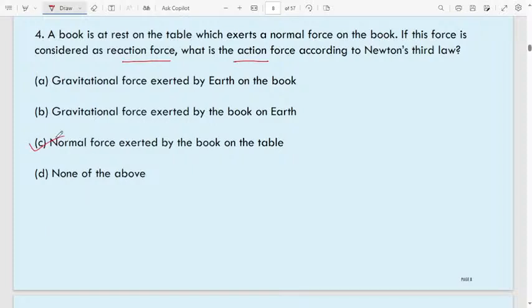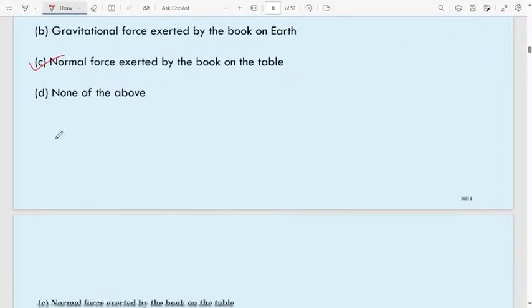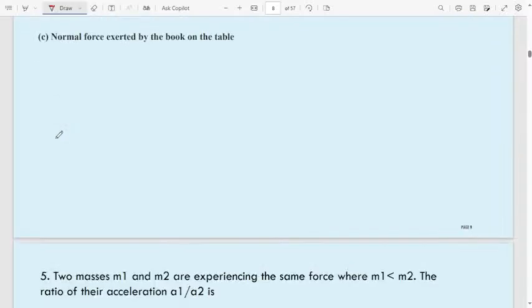The normal force means it will always be a perpendicular force. Whenever you see the word normal, you have to think in mind that the force is perpendicular to the body, or perpendicular to the position. Normal force exerted by the book on the table, that force is always normal, a perpendicular force. That one you have to remember. Let us move to the next question, that is an easy one.